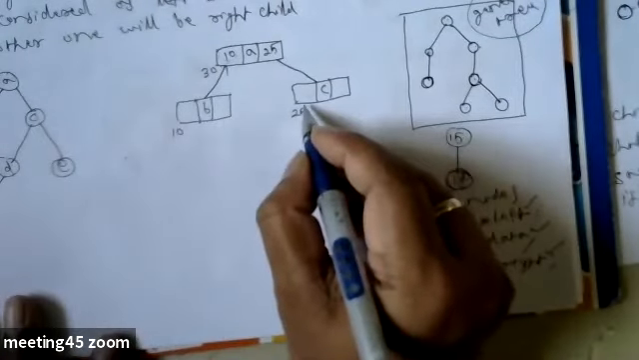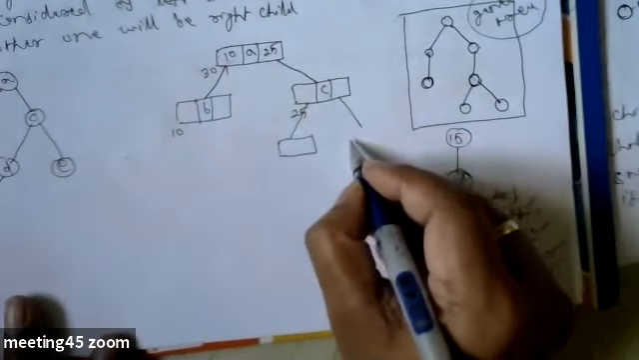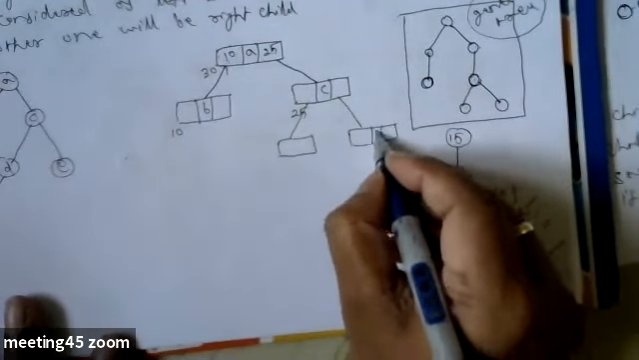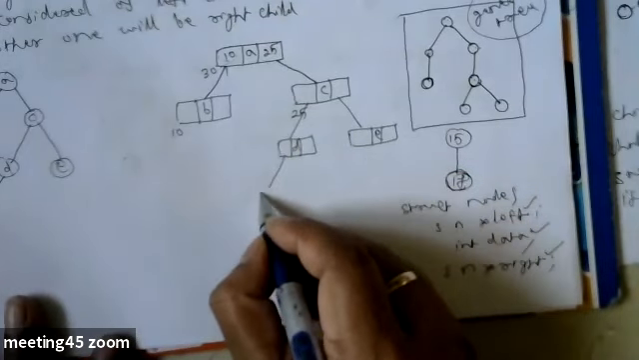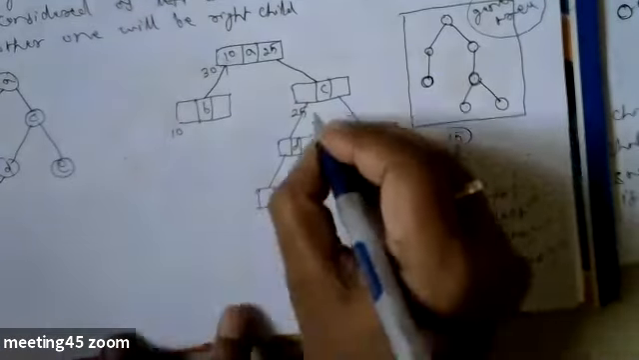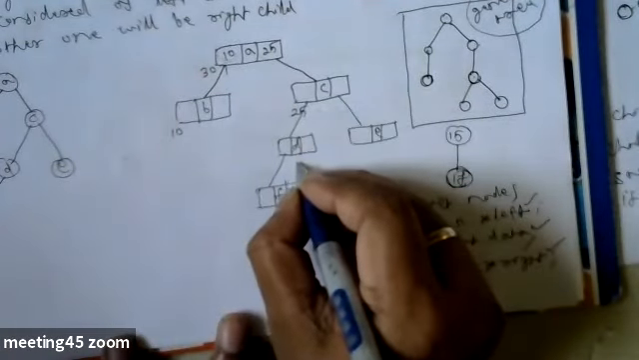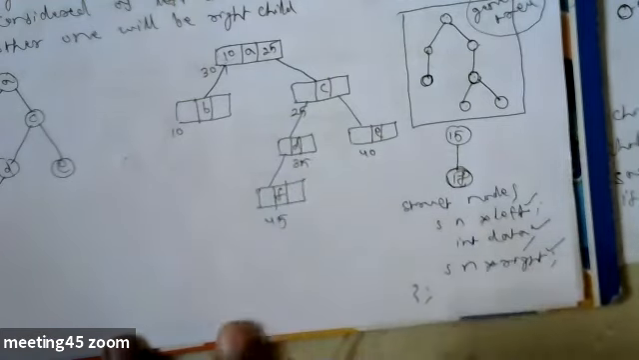Then how is it mentioned? This is this. Then C is coming here, E is coming here, and this is our D. So this is the root. Let's take the addresses as 25, 35, 40, and 45. Then how is it represented?